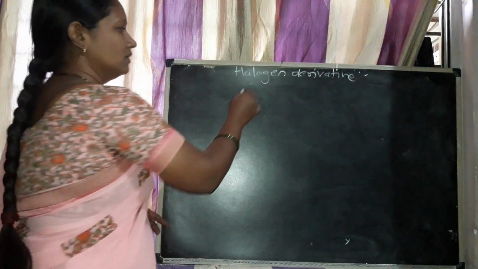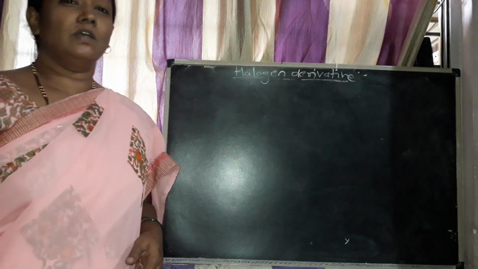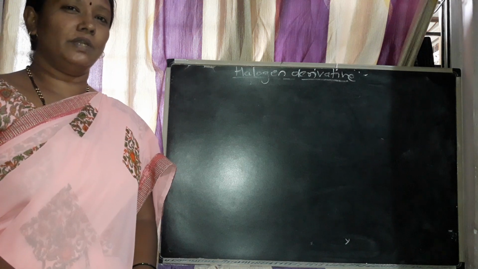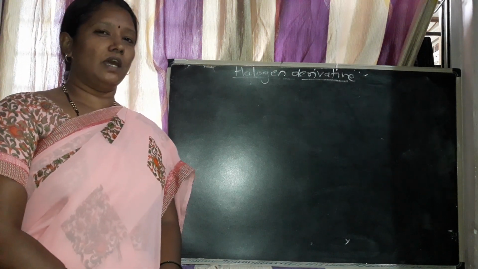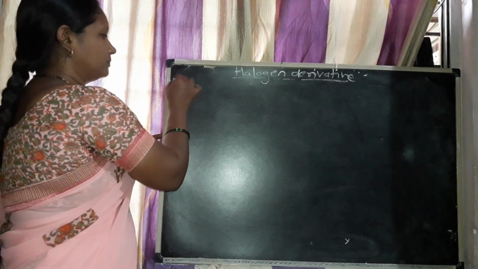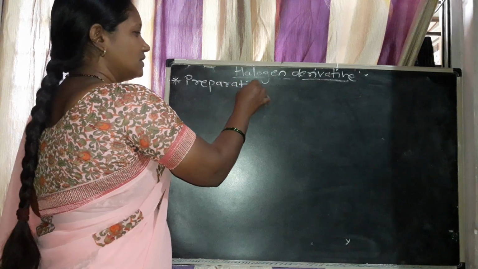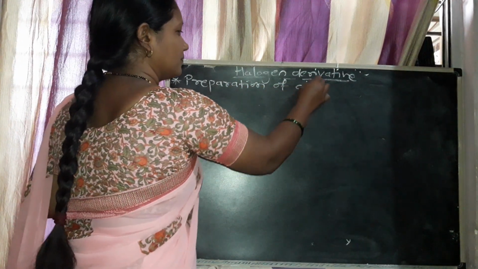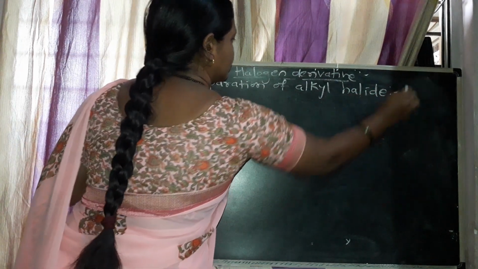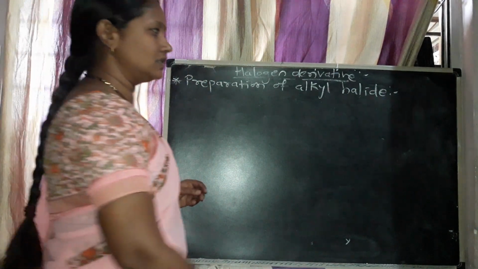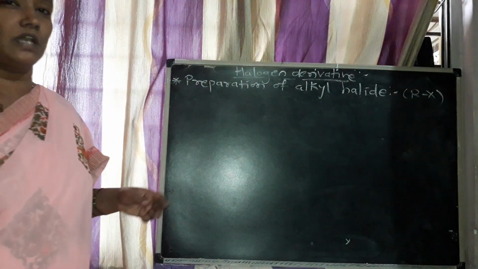After the nomenclature of the halogen derivative, today we are going to study the preparation of alkyl halide. Alkyl halide means RX. These are called alkyl halides.